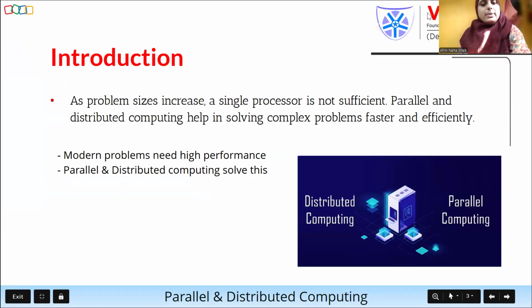Now, what is meant by parallel computing? It solves problems faster by dividing work among multiple processors. Coming to distributed computing, it solves problems by using multiple computers connected via a network. Together they provide high performance, faster execution and better resource utilization. What is the key idea here? Modern computing problems demand more power than one computer can provide.